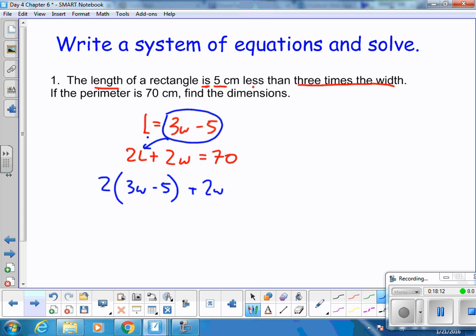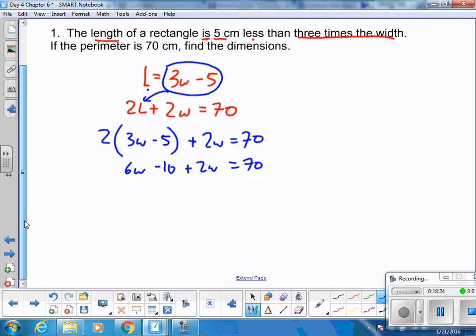plus 2w equals 70, and I end up with 6w minus 10 plus 2w equals 70. Give myself some room. I'm going to add 10 to both sides, and I end up with 8w equals 80. Oh, that's nice when that happens. It doesn't always have to be a nice clean number, but a lot of times we end up creating it that way. I'm going to substitute it in, so if I know what w is, I'm going to use this guy, and I'm going to use green.